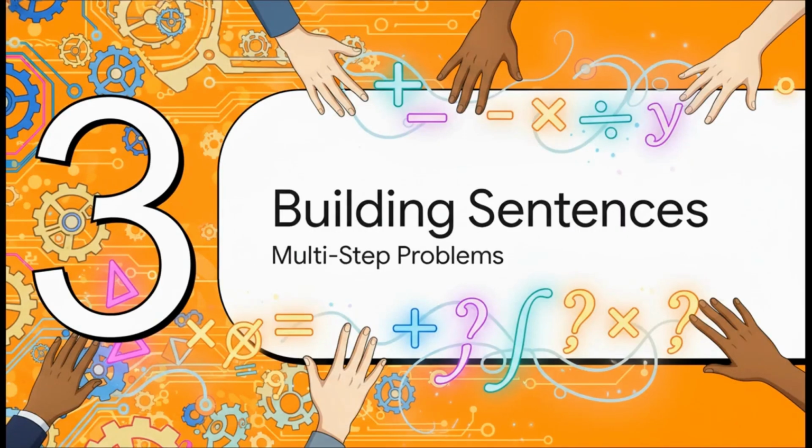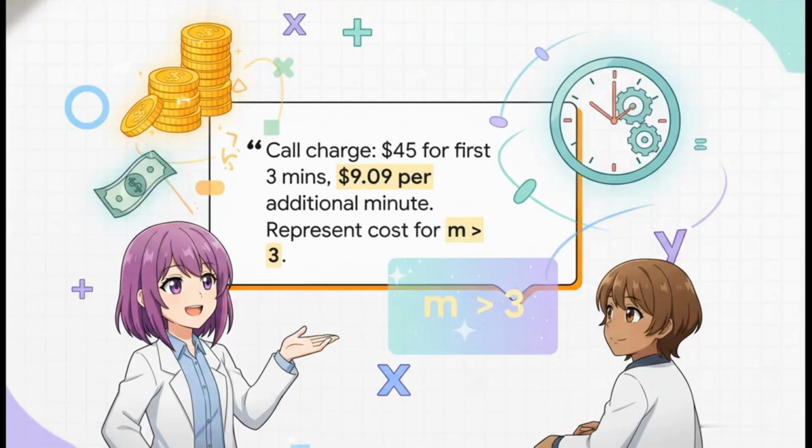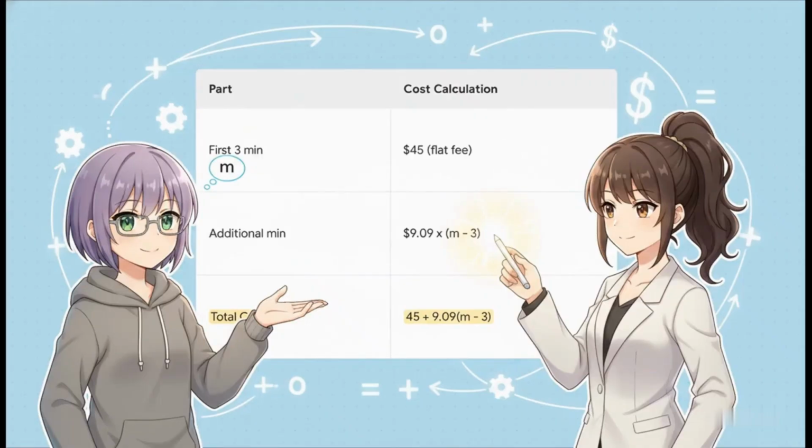So now we can start putting these words together to form complete mathematical sentences. And this is where translation gets really, really powerful. Okay, I know. At first glance, this problem looks a lot more complicated. But don't worry, it's just two of our simple phrases stuck together. We have a flat fee and we have a per minute charge. All we need to do is translate each part separately. A table like this really helps break the problem down.